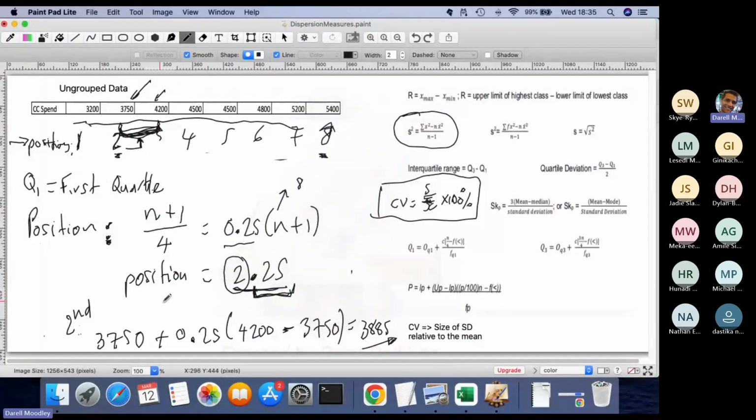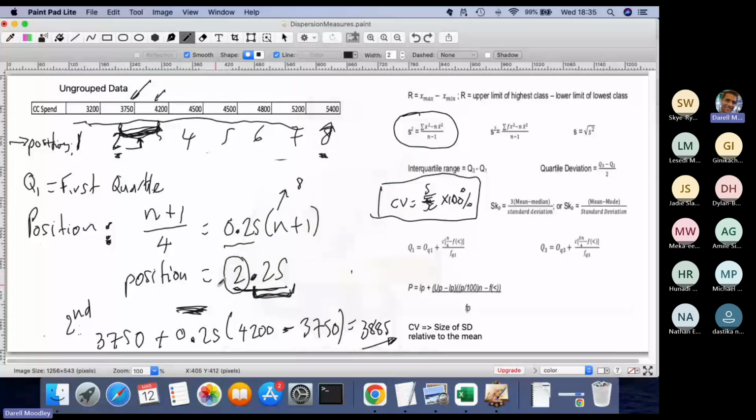Okay. So remember, once you get the position, if you get a perfect whole number, then it's very easy. If it was a 2, you just take the second number. If it was a 3, you take the third number. All right. What corresponds to position number 3? It's as easy as that. But when you get a decimal, it adds a bit of complexity to it. And this is how you use that decimal. This is how the decimal comes into place.